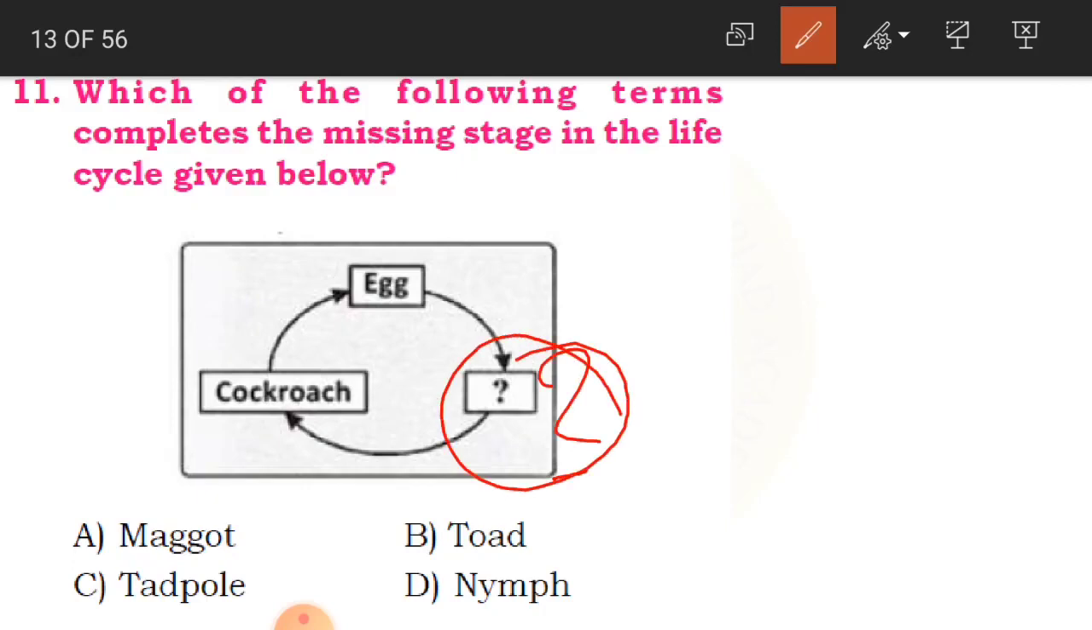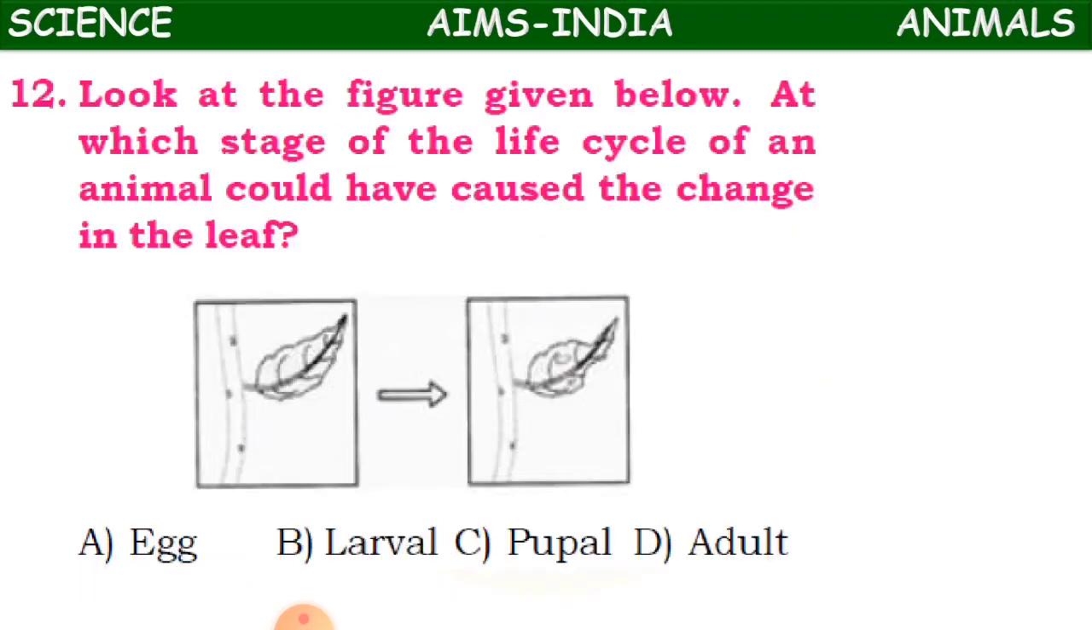Okay. So is it maggot? Is it toad? Is it tadpole? Or is it nymph? Before, I mean in the 5th or 6th question only, we have discussed this, if I am not wrong. Is it maggot, toad, tadpole or nymph? Okay. The baby cockroach, it is D. That is nymph. Okay, children. So D option is the correct answer. Clear?